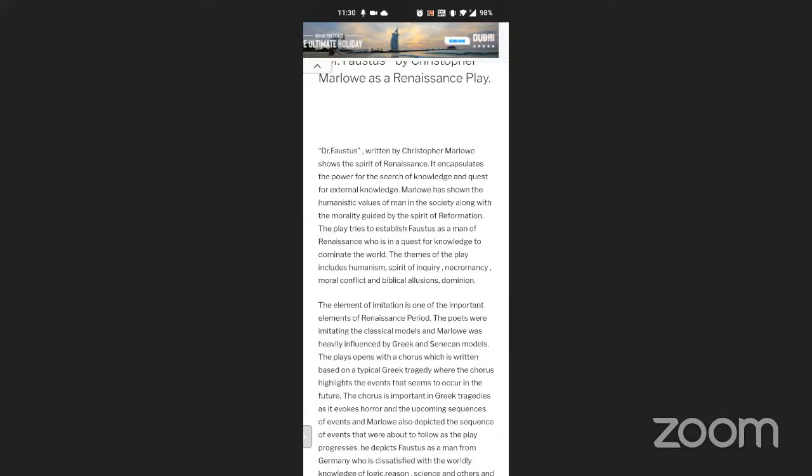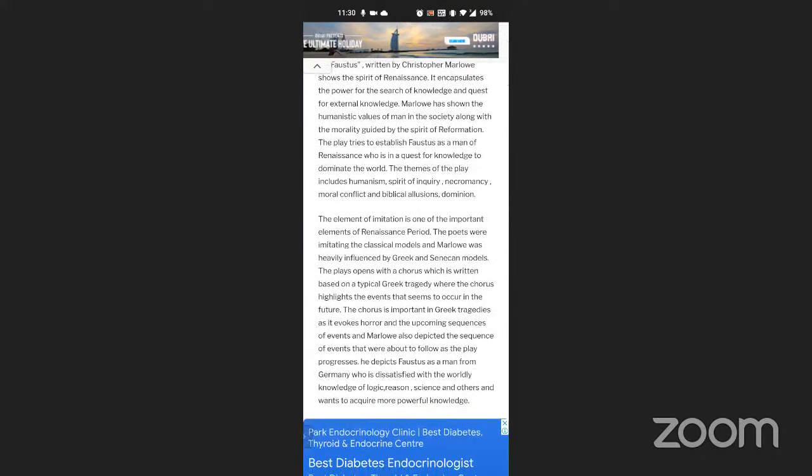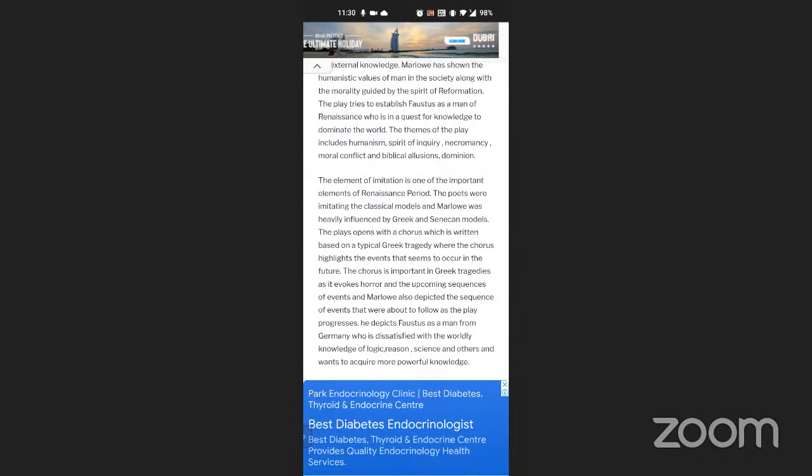The themes of the play include humanism, spirit of inquiry, necromancy, moral conflict, biblical allusions, and dominion. The element of imitation is one of the important elements of the Renaissance period. The poets were imitating the classical model, and Marlowe was heavily influenced by Greek and Senecan models. These Greek and Senecan models were the scholars of Italy. If you search it, you will find it.